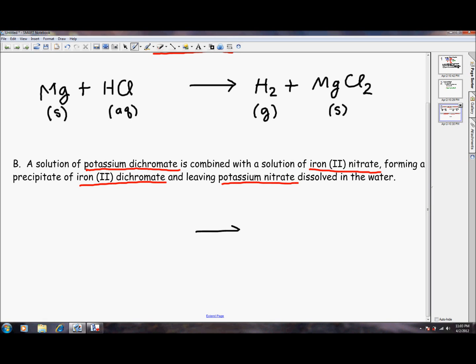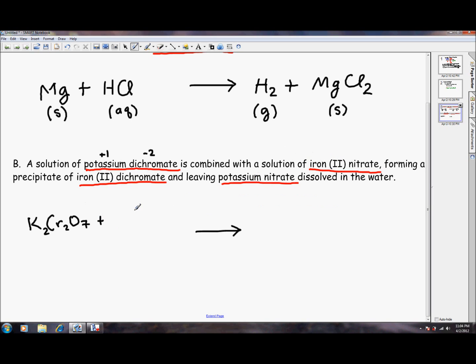Okay, I'm going to draw my arrow, and it says that the potassium dichromate is combined with the iron 2 nitrate. So that means that these two substances are going to be my reactants. Okay, potassium is K. Dichromate, the ending ATE, indicates polyatomic ion. So if you look on the back of your table, you'll notice that the formula for dichromate is Cr2O7. Now let's look at the oxidation numbers. Potassium is +1, dichromate is -2, so that's K2Cr2O7.